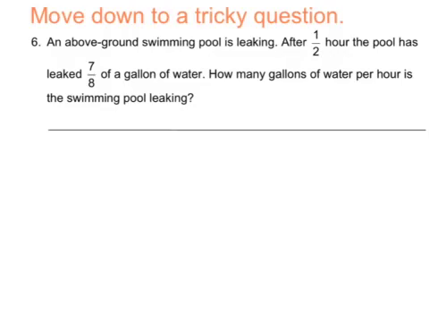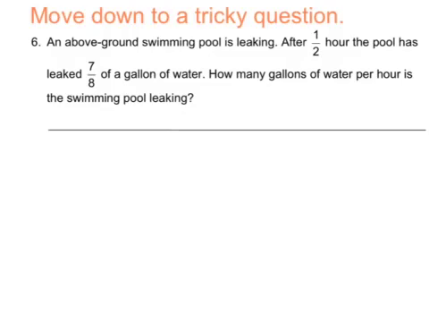The rest of the problems 3, 4, and 5 are very similar to 1 and 2. Ask yourselves the same question. Look at the end of the problem and see what is it asking for, and then set up your beginning ratio. I'm going to skip those and move down to a trickier question that has a fraction in it. Let's go to number 6.